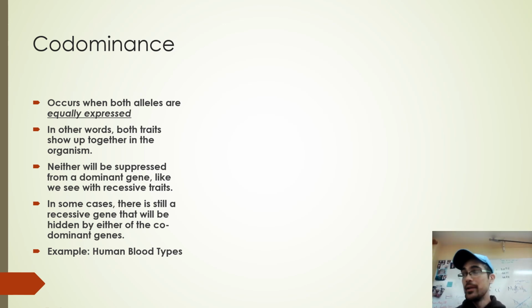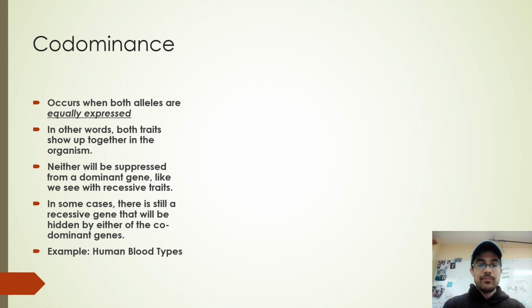Okay, codominance, on the other hand, is when both alleles are being equally expressed. And so neither one is necessarily dominant over the other. They both want to be seen in the phenotype, in the final organism. And so both traits will show up together. Now that's not to say that there is no recessive gene between these two. Sometimes there is an additional gene that would be considered recessive to the other ones.